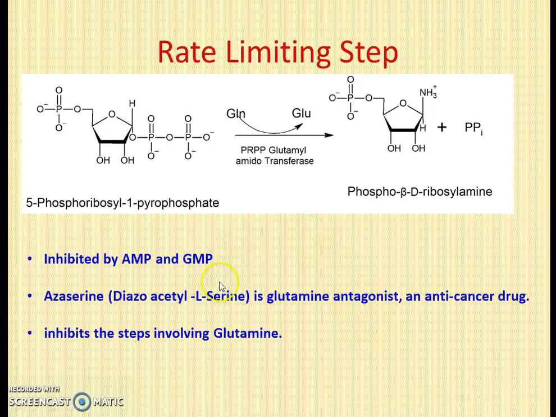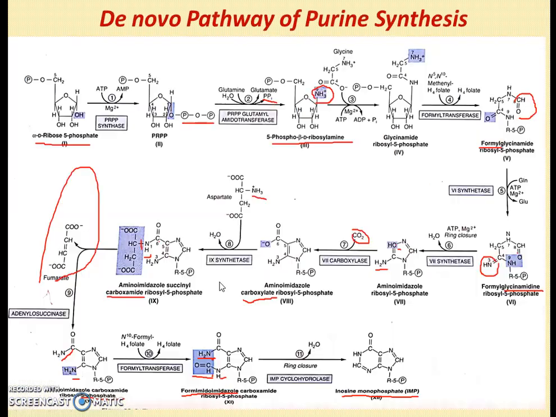The inosine monophosphate is the basic step, where it is utilized for the synthesis of AMP as well as GMP. IMP is the basic compound from which AMP and GMP are formed. In all, only 10 reactions are there.